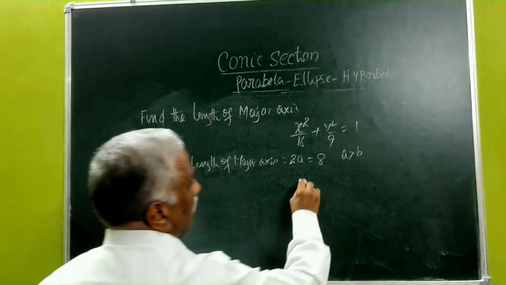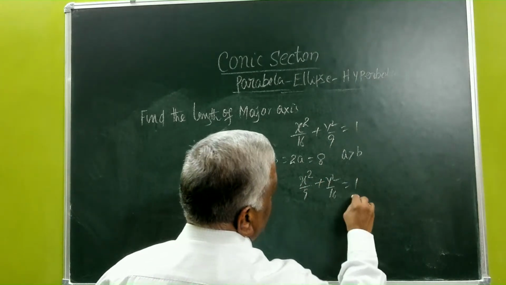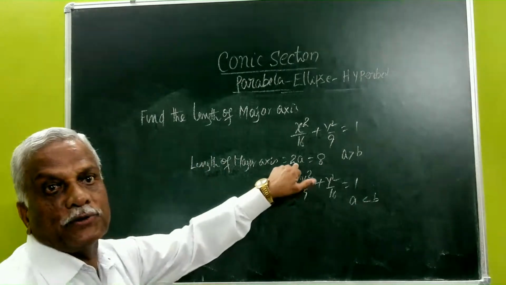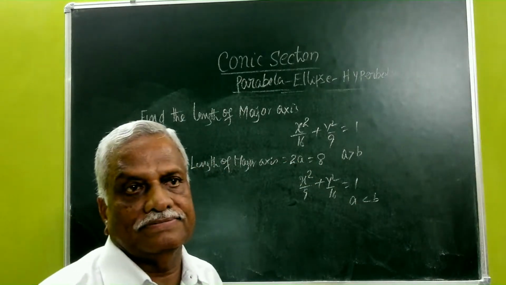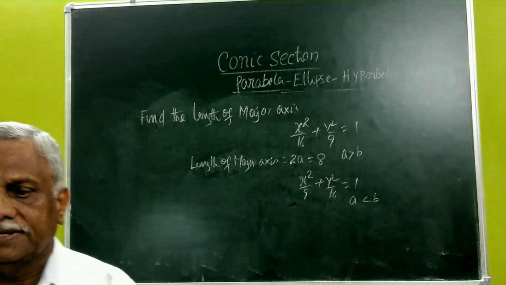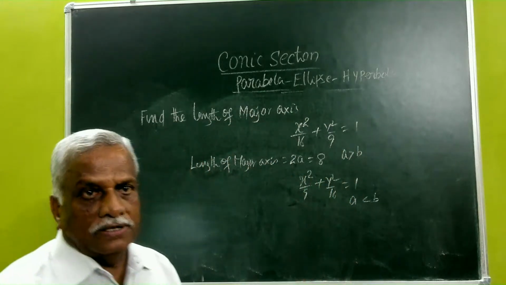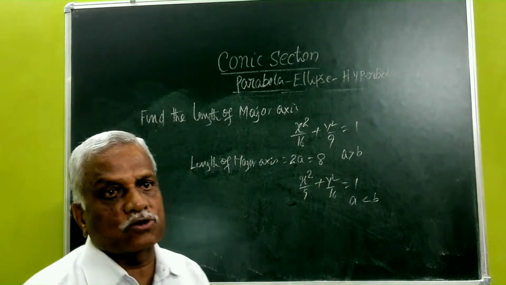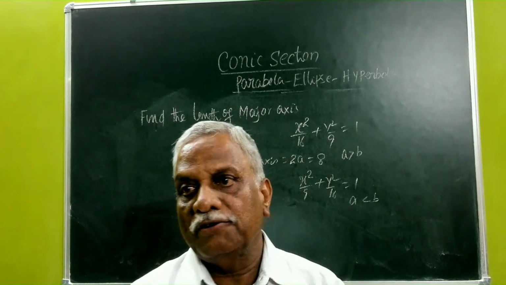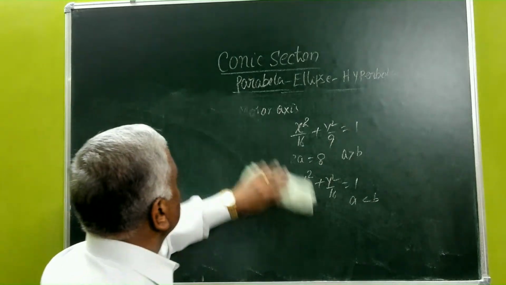If they are given the problem x square by 9 plus y square by 16, here A will be less than B. So here the length of major axis will not be 2A, it is going to be 2B. What should you remember for the second type? Interchange x and y coordinates and interchange A and B. You do not need to remember the length of major axis for the second type. You just remember 2A only, and you remember interchanging x and y and interchanging A and B.